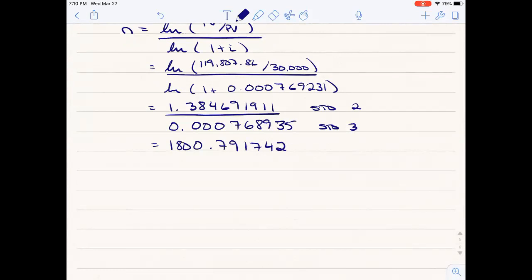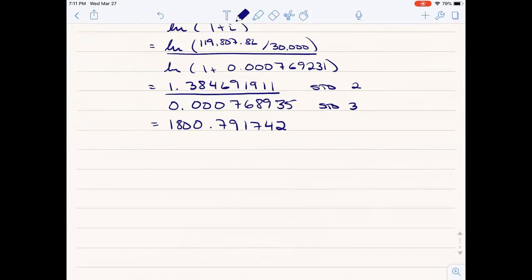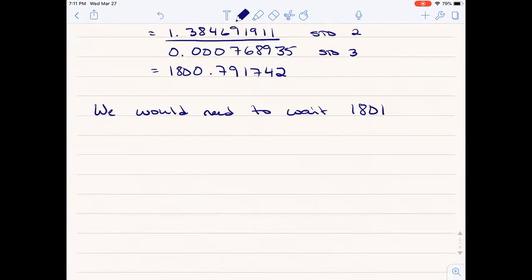Here's an important thing, right? And we dealt with this on test 2 as well. We have to round up our N to a whole number. And so we would need to wait 1,801 for compound interest, right? N is just the number of compoundings. So 1,801 compoundings.